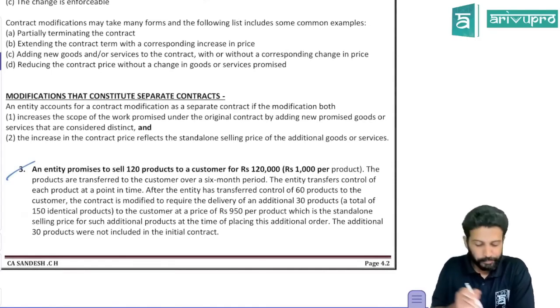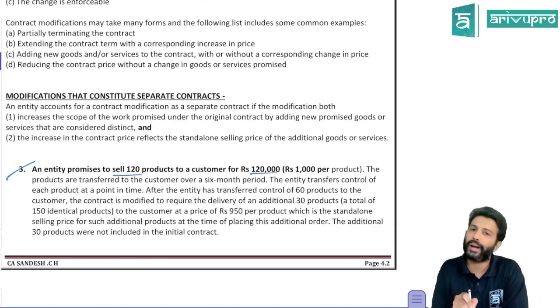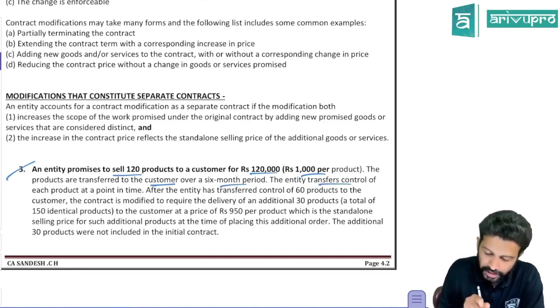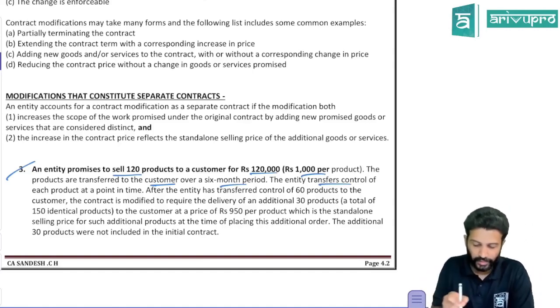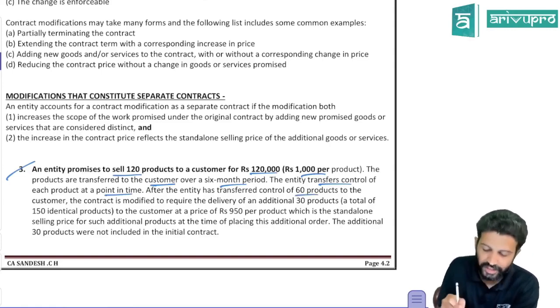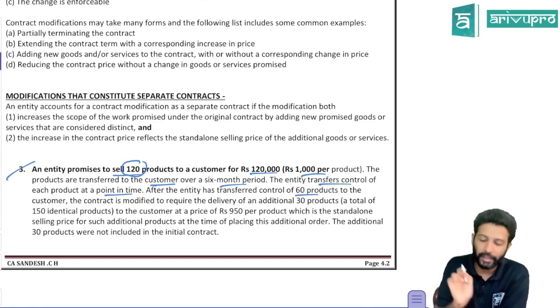Question number 3. An entity promises to sell 120 products to a customer for 1,20,000, that is 1,000 per product. The products are transferred to the customer over a 6 months period. The entity transfers control of each product at a point in time. After the entity has transferred control over 60 products, 60 products are already transferred, but the deal is to transfer 120 products.